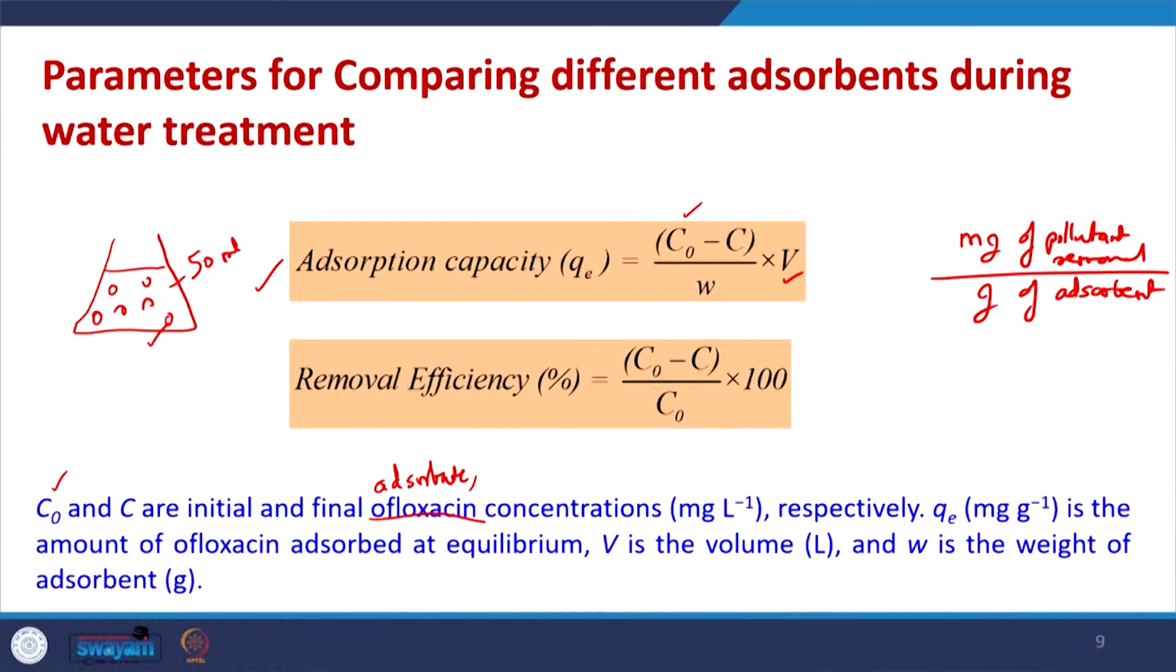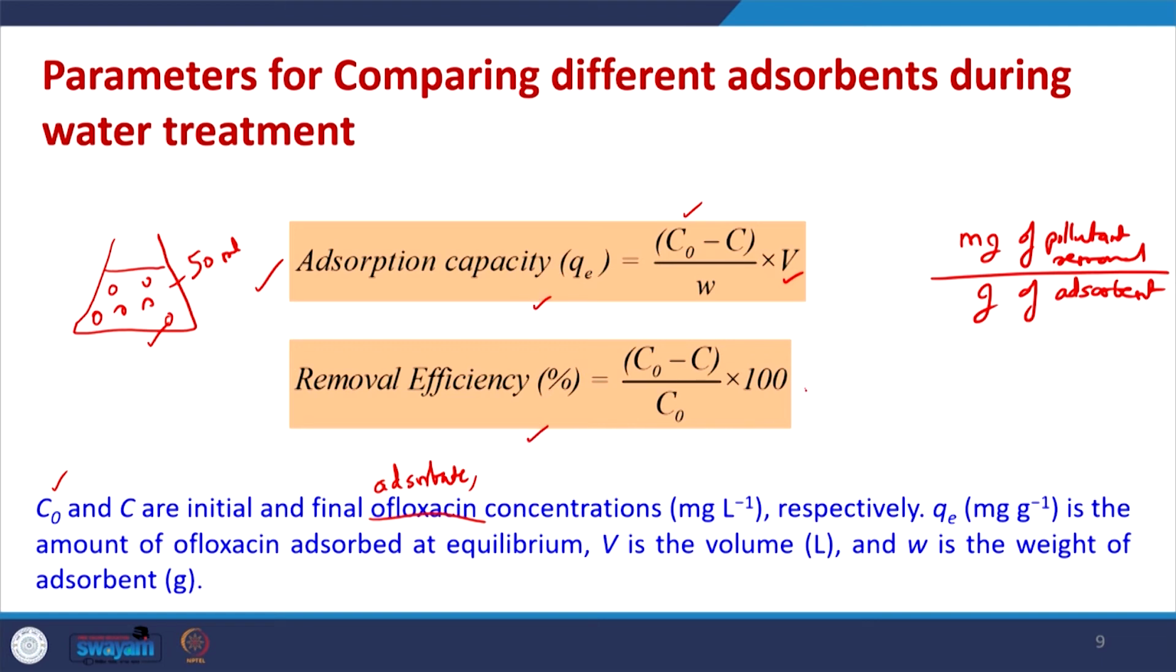W is the mass or weight of the adsorbent which has been added. We take different beakers and see what the maximum amount adsorbed is, and V is the volume of the solution. Suppose it is 50 ml of the sample that has been taken in the water. By carrying out this test, we can find out two parameters: one is the adsorption capacity and another is the removal efficiency.